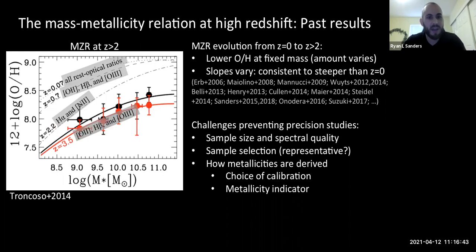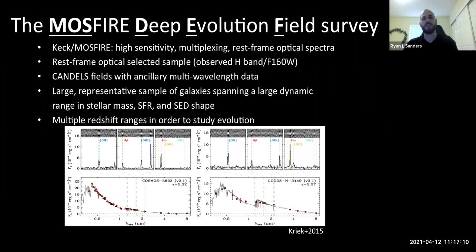And on the left here, I'm showing a plot of a past study of the mass metallicity relation out to redshift 3.5. And I'm highlighting that at each redshift, the samples use a different set of line ratios to determine the metallicities. That lack of uniformity is introducing systematic uncertainties in the comparison at different redshifts. So we'd like to be more careful with all of these things to improve metallicity studies at high redshift. And that's something that we've done in our recent work.